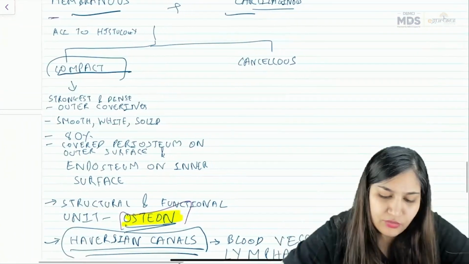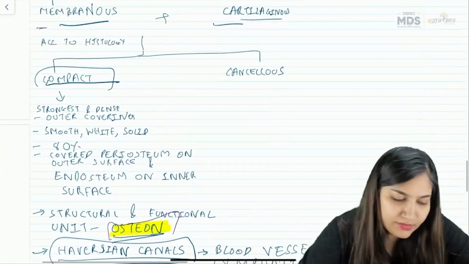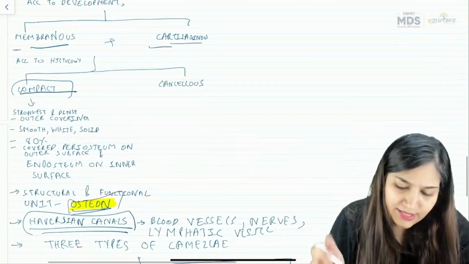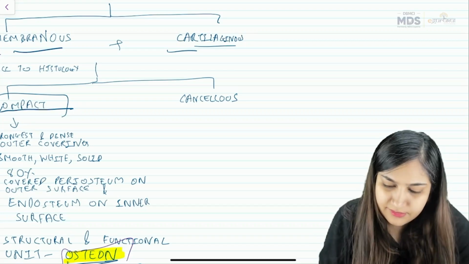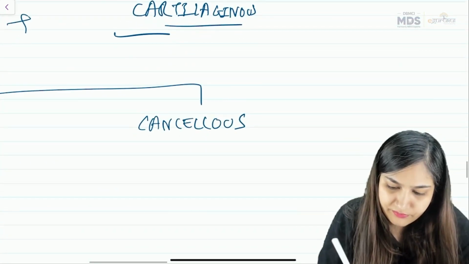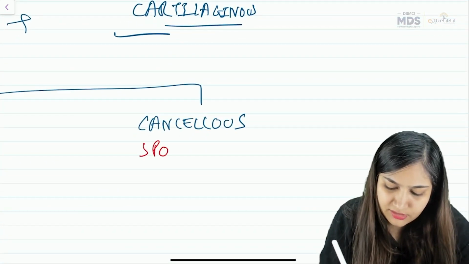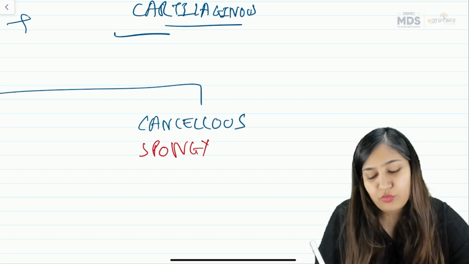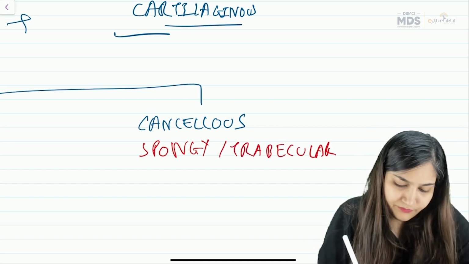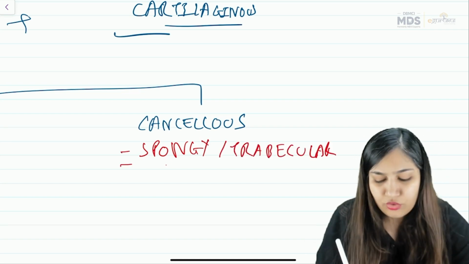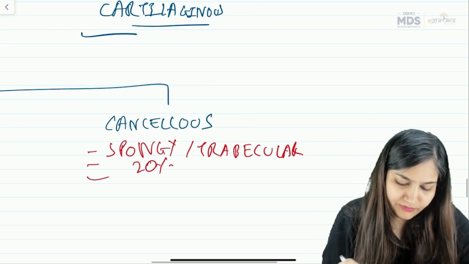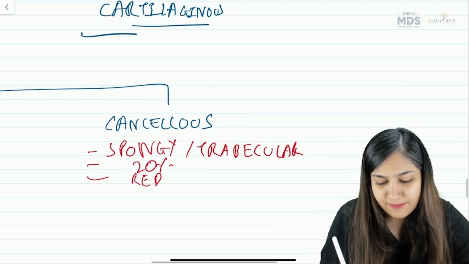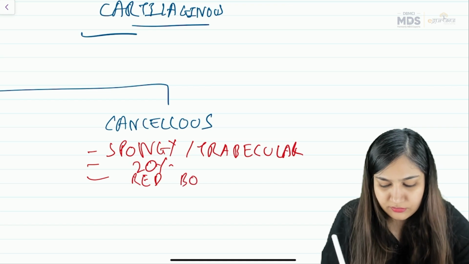Now coming to cancellous bone, right? Cancellous bone is mainly spongy bone, or trabecular bone. It is less dense. It constitutes only 20% of the skeletal framework. It consists of what? Red bone marrow.